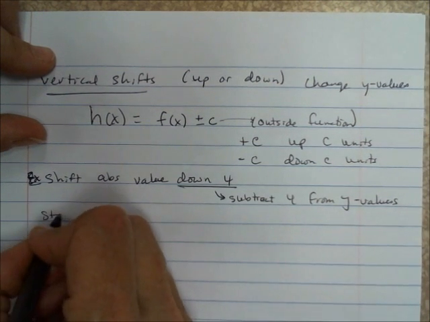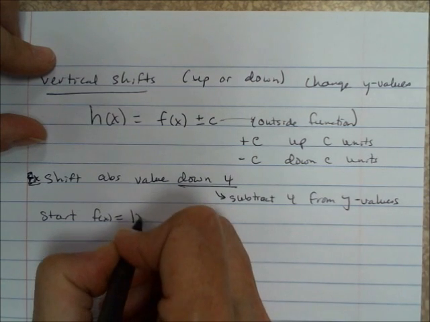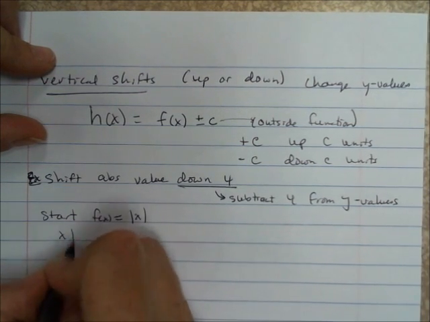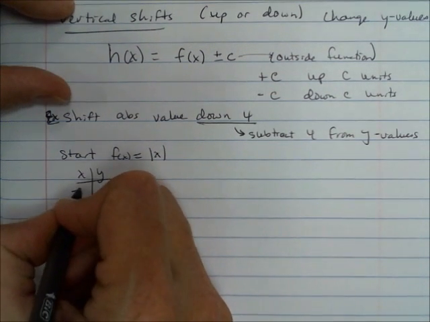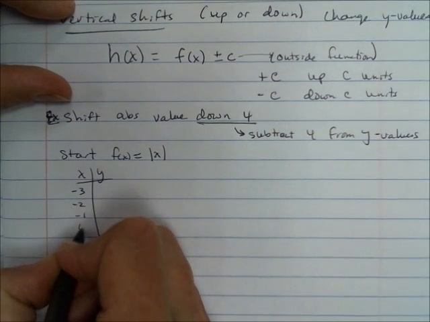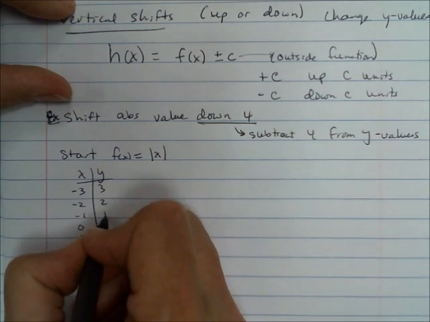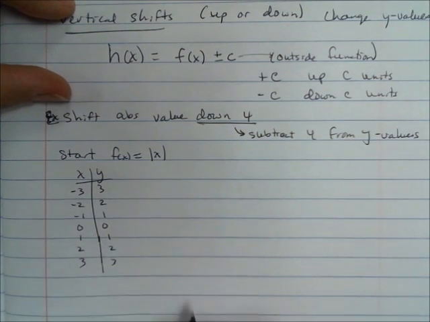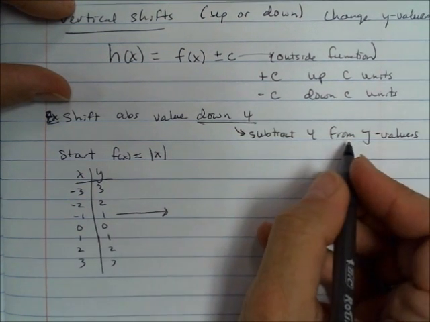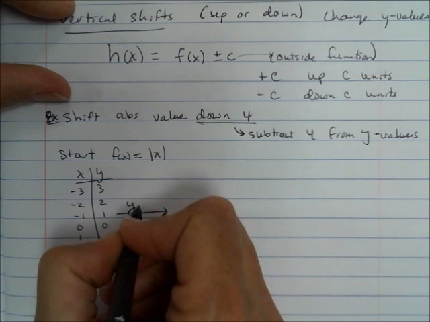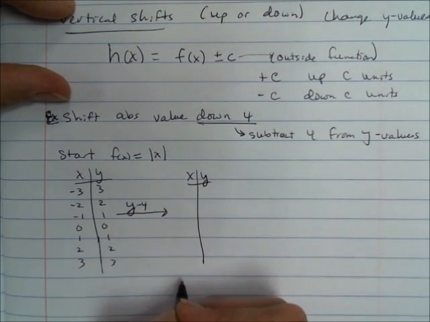So let's start with f of x is equal to just our parent function, absolute value of x. Get our xy table set up here, and if you remember the xy table, we start with -3, -2, -1, 0, 1, 2, and 3, and the absolute value of all these numbers. So there's the parent function. And what are we going to do? We're going to take 4 from those y values, so we're going to say y minus 4 and set up our new table of values, and these are the points that we're going to plot.